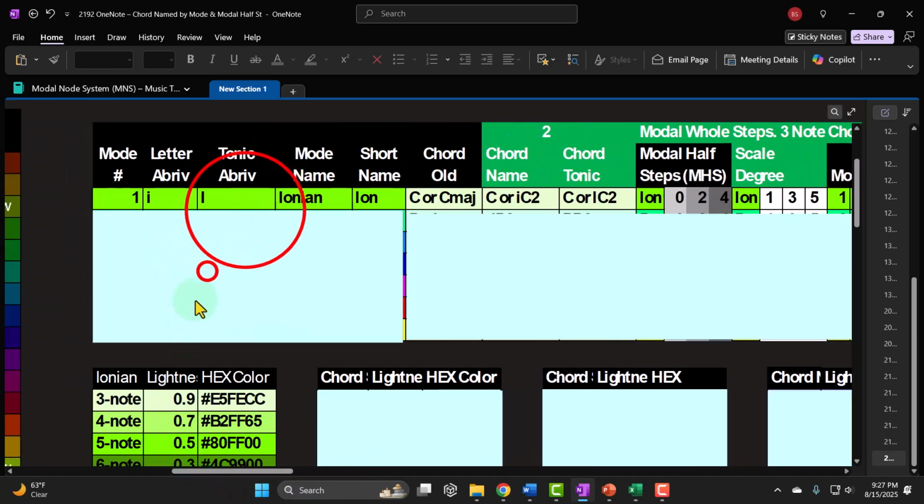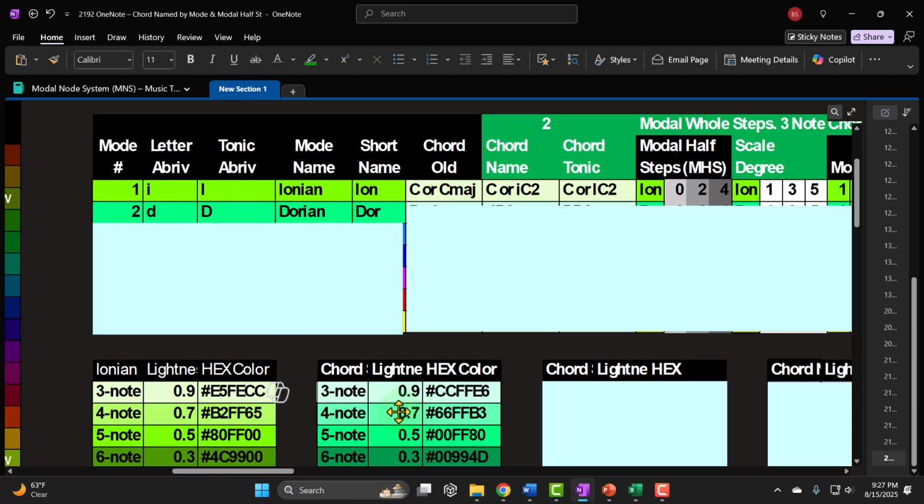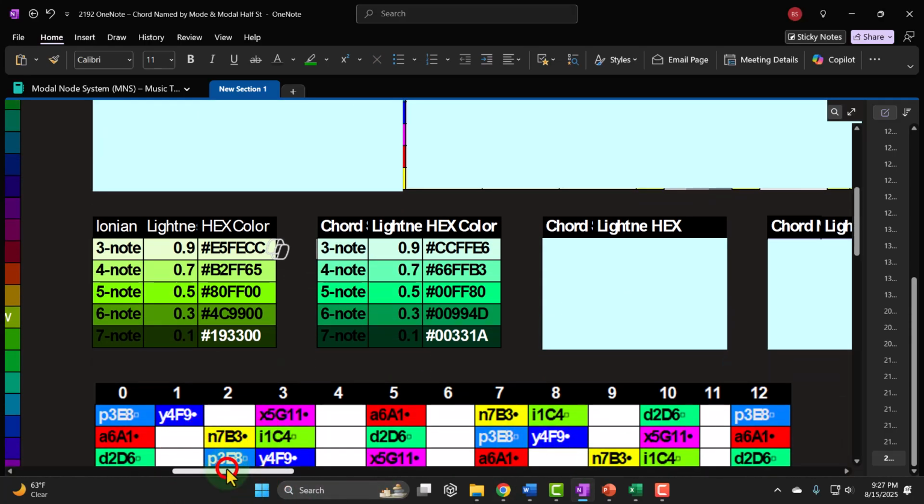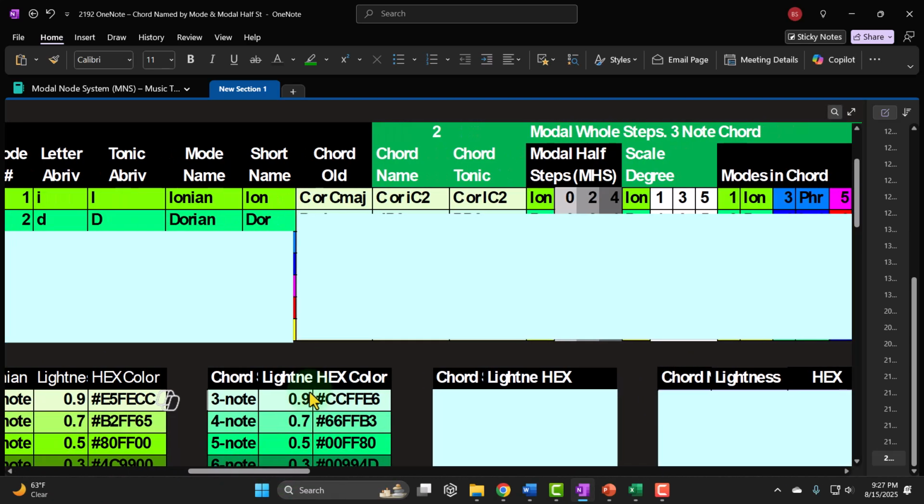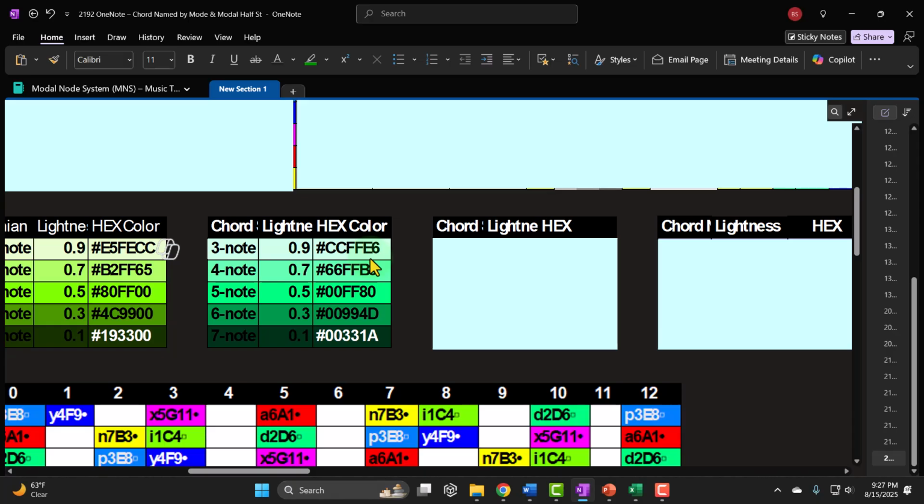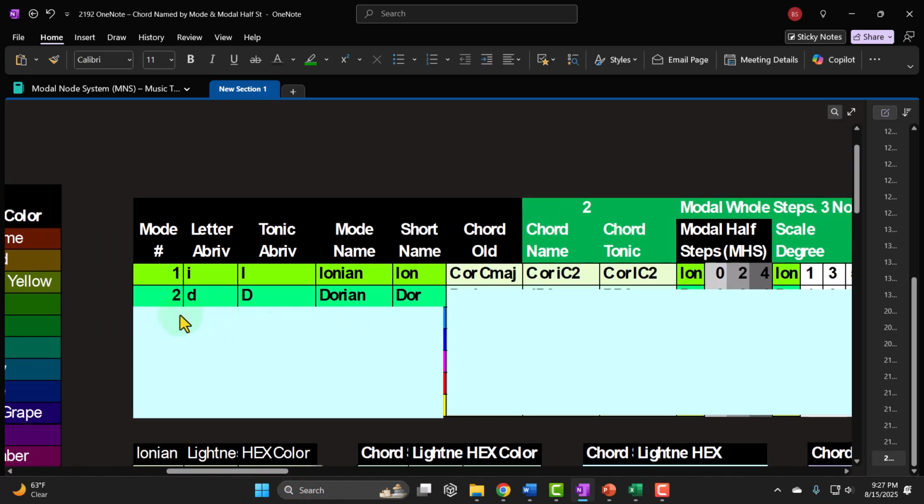All right. What if we go then to the Dorian? If I'm building chords off of the Dorian, I asked ChatGPT to take that spring green, which is the Dorian color, and give me 5 shades on that. So I can do the same thing, building the chords up from there. So it would be a Dorian.